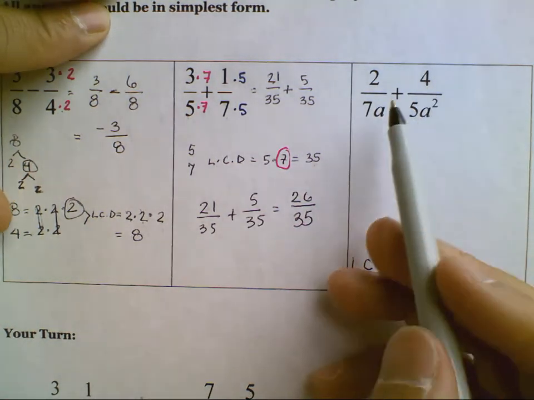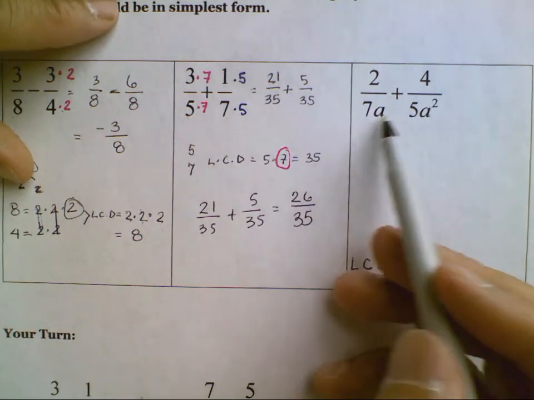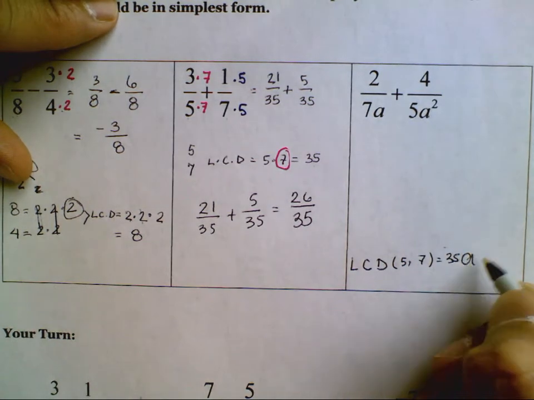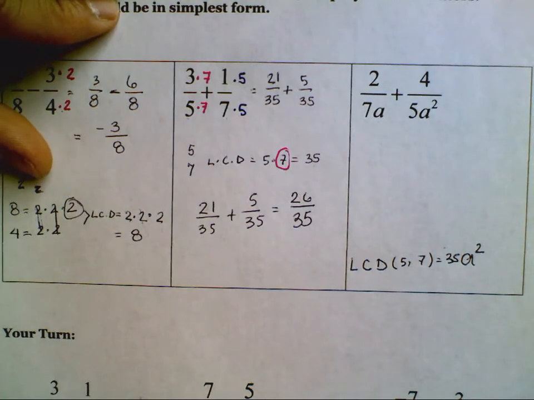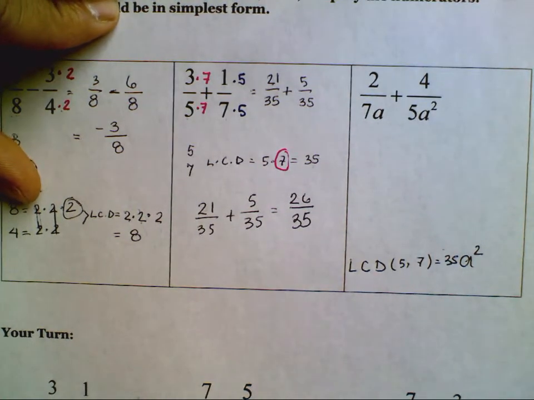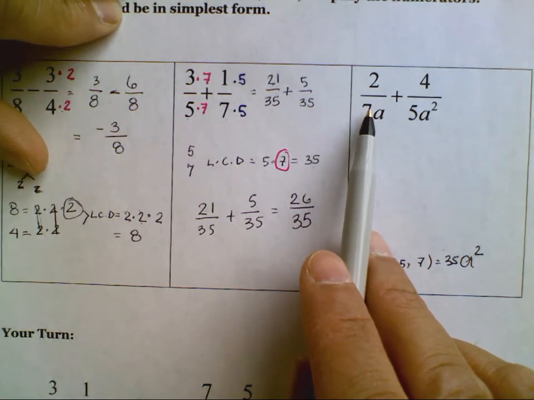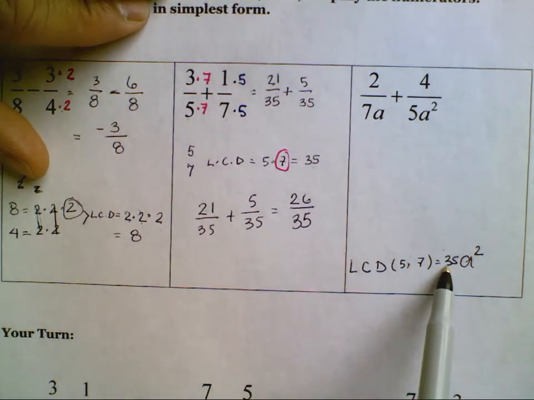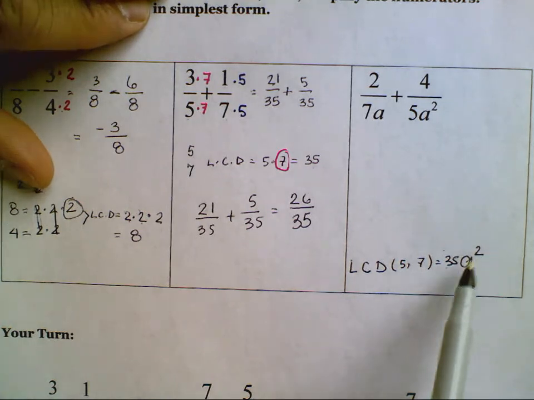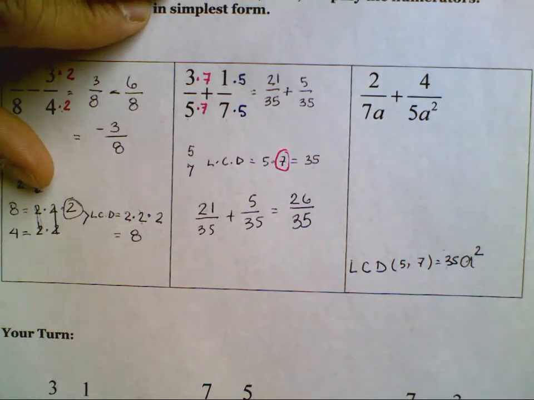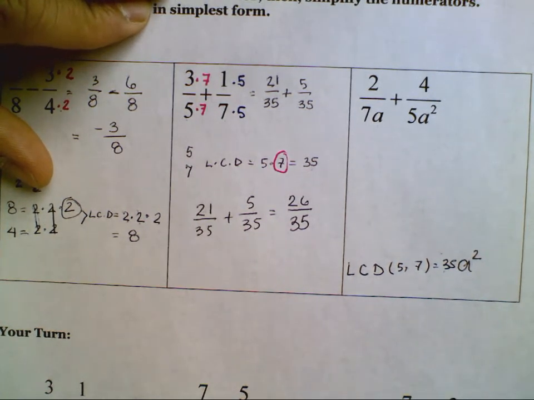So what is the least common denominator between a and a squared? I'm going to say it is a squared. We go the opposite of factorization. And then you ask the same question: what number am I going to multiply 7 by to become 35a squared? In this case, you include the variable.